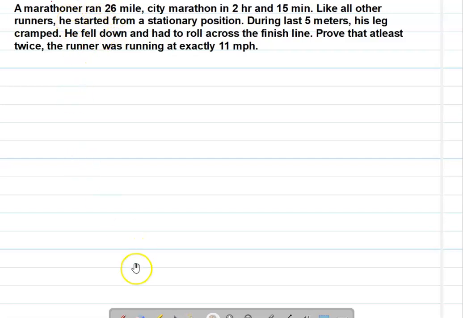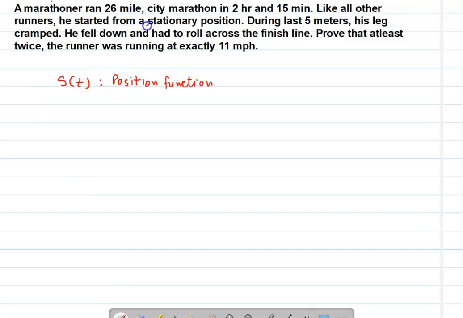This is an application of MVT, the Mean Value Theorem. We are given that a marathoner ran a 26-mile city marathon in 2 hours and 15 minutes. Like all other runners, he started from a stationary position. Let us assume s(t) represents the position function.